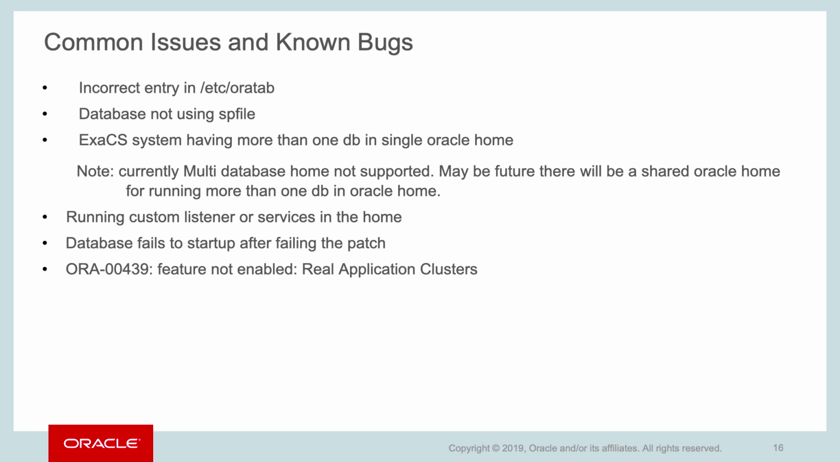Some of the common issues or known bugs: if you have incorrect entries in /etc/oratab, that is one point you want to correct before attempting the patching. If the database is not using an SPFILE, you might get into situations, so make sure databases are started with an SPFILE. Another is an Exadata Cloud Service system having more than one DB in a single Oracle home. Currently multi-database home is not supported, but we may soon have support for shared Oracle homes. Others are running any custom listeners or services in the home, or the database failing to start up after the patch. These could be some of the known issues, and we have workarounds for them. You might or might not get into them, but it is always a good idea to open a proactive service request before attempting this patching.